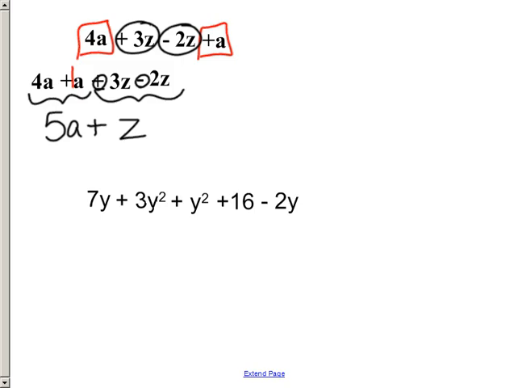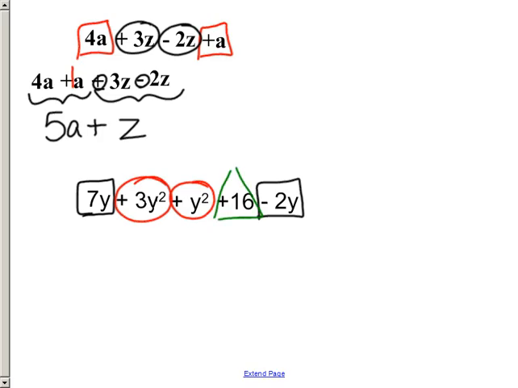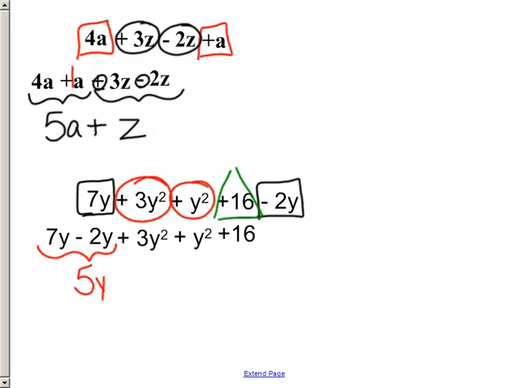Look at one last example together, and then you can do some on your own. So 7y minus 2y, then plus 3y squared plus y squared plus 16. So that, when I rewrite it, leaves me with 7y minus 2y plus 3y squared plus y squared plus 16. So 7y minus 2y is 5y. If I have 7 and I take 2 away, that leaves me with 5y. And then plus 3y squared plus y squared.